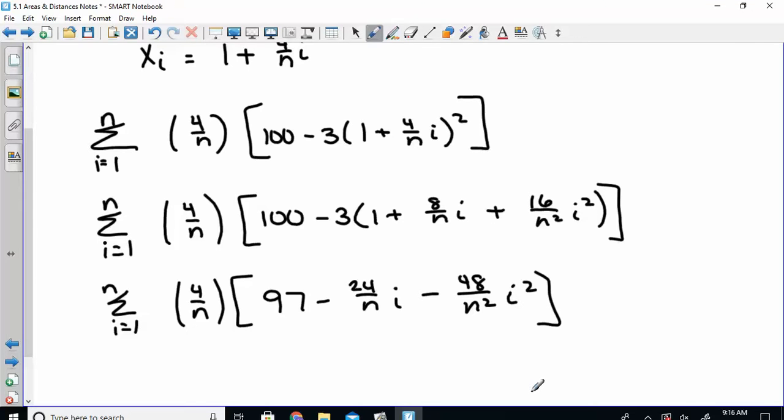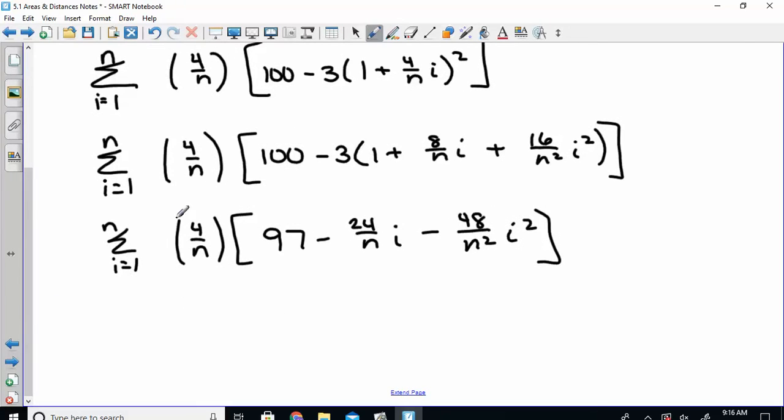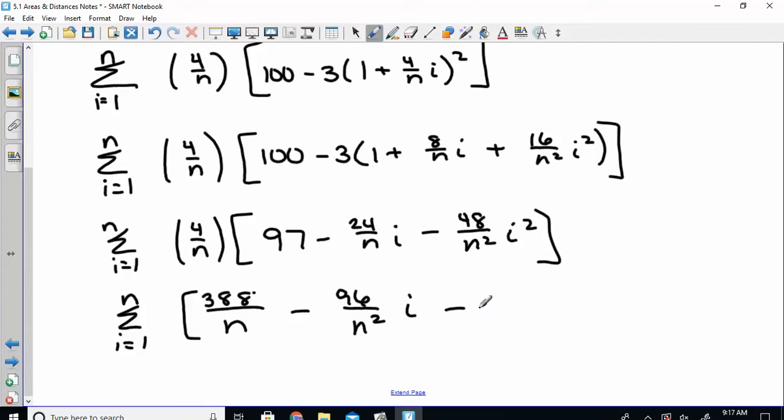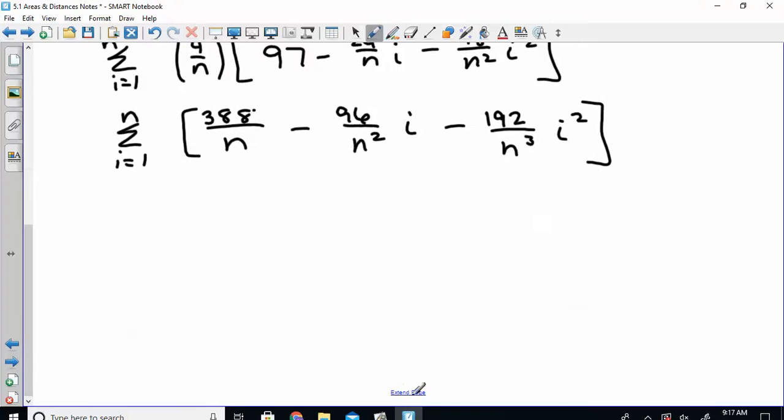Now, we can distribute this 4 over n. So 97 times 4 over n, minus 24 times 4, so 96 over n squared times i, minus 48 times 4, so 192 over n cubed i squared.